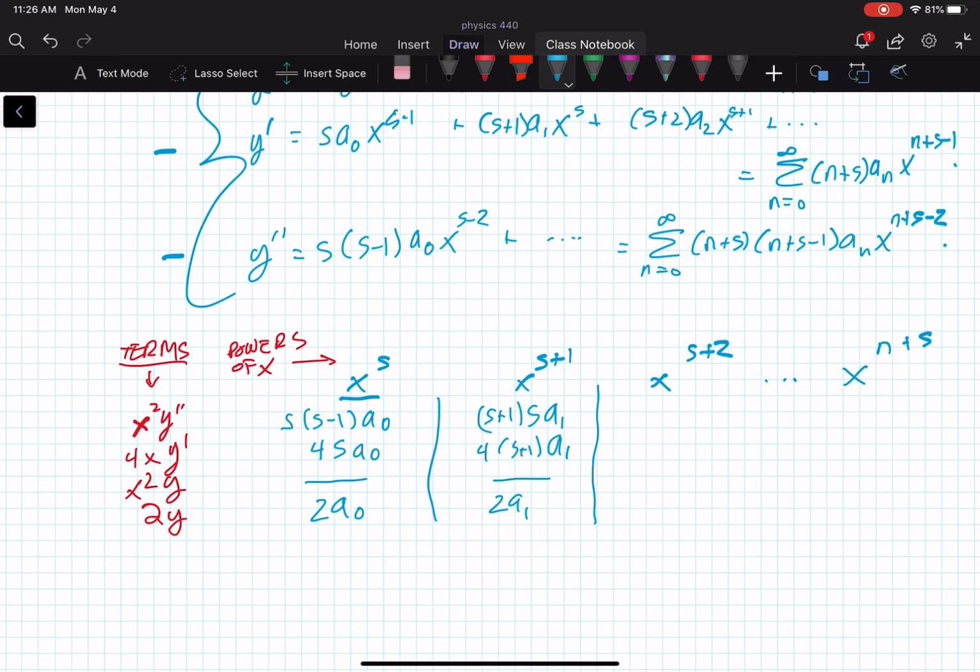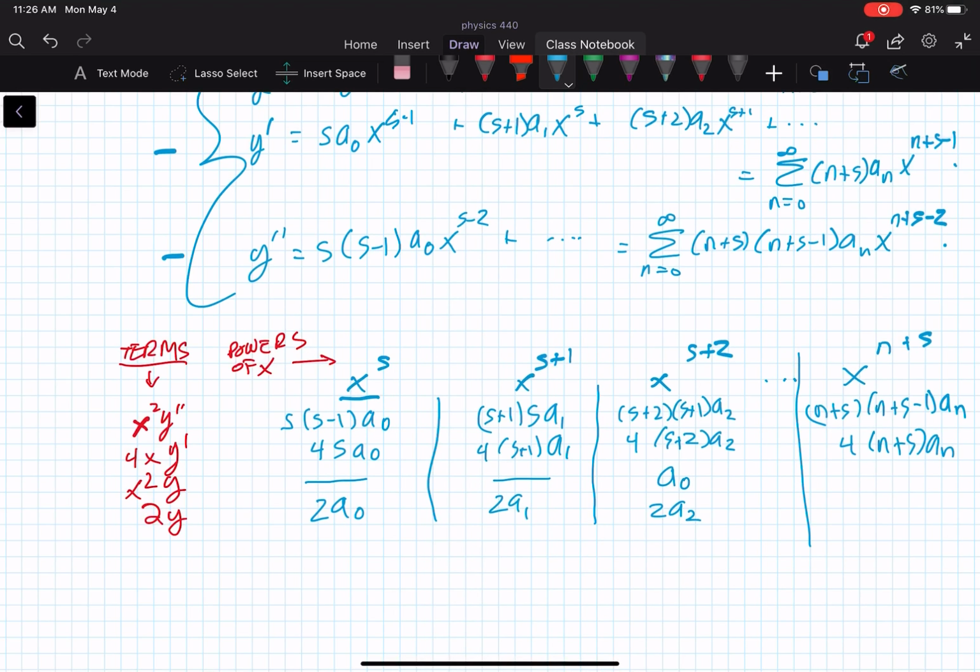And x to the s plus 2 will have s plus 2 times s plus 1 times a2. This will be 4 times s plus 2, a2. Now we have an a naught here, and this will be 2a2. And then in general, what we'll have is n plus s times n plus s minus 1 times a sub n, 4 times n plus s times a sub n, a sub n minus 2, and 2 times a sub n.